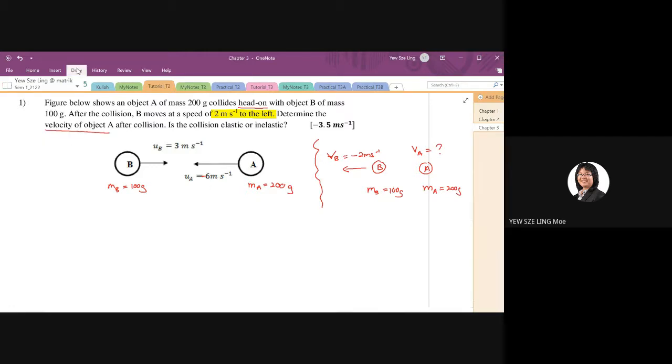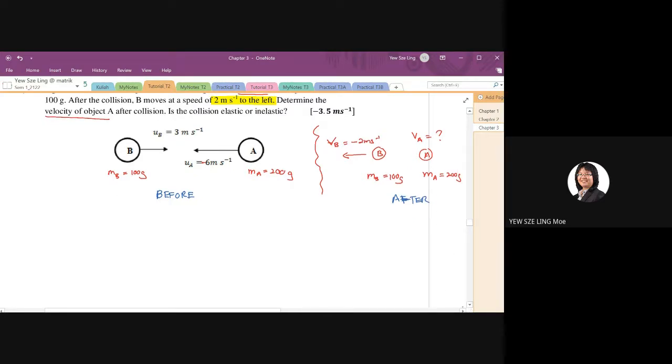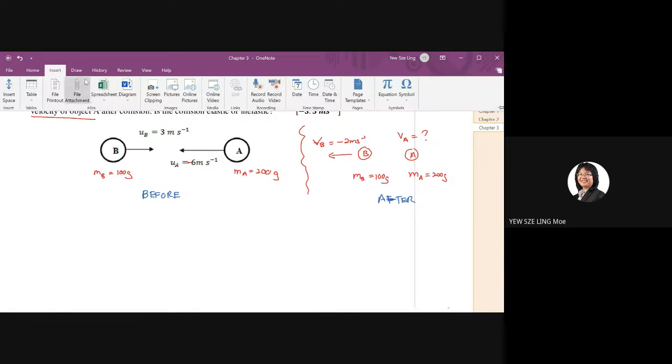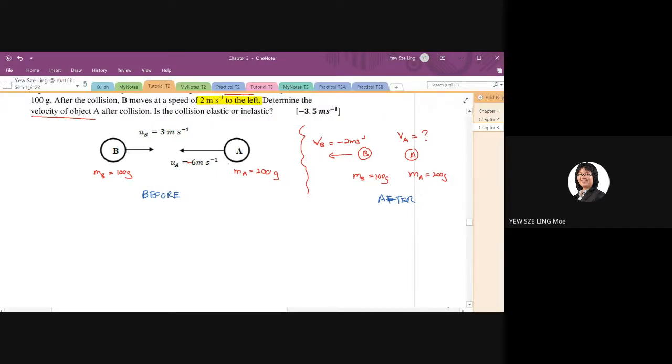So this is before. Usually I like to sketch a diagram for before collision and then a diagram for after collision, one for before, one for after. Then I can proceed to my calculation. So let's start our calculation. Now this is a collision between two objects. When it comes to collisions, we know we are going to use conservation of momentum.